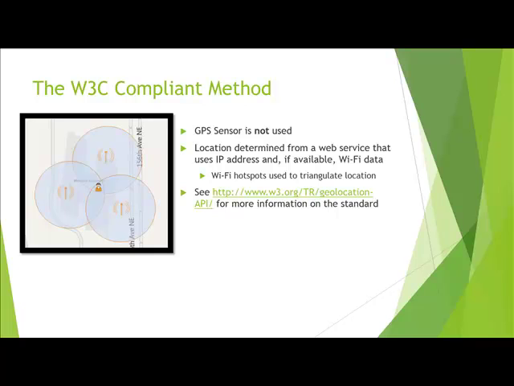First, we'll talk about the W3C standard method. And it's important to note that in the W3C standard method for geolocation, a GPS sensor is not used. Instead, location is actually determined from a web service that uses IP address and, if available, Wi-Fi data. It uses Wi-Fi hotspots to triangulate the user's location. For more information on the standard, please refer to the link on the screen.